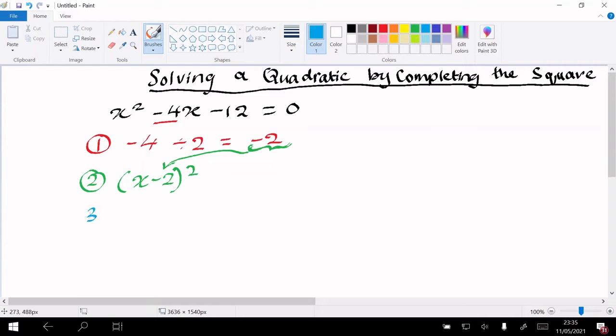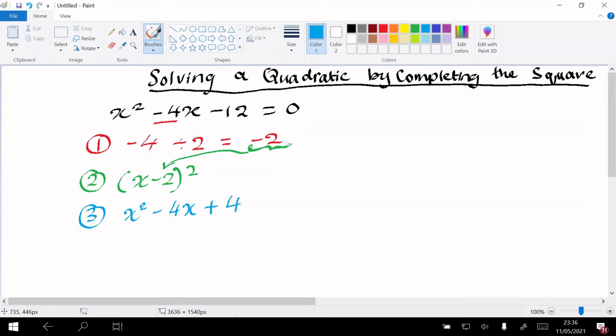The third step is to, of course, expand this quadratic. I'm assuming you know how to expand a quadratic. Otherwise, please do watch the expanding quadratic video. So I'll be expanding this and I will get x squared minus 4x plus 4.